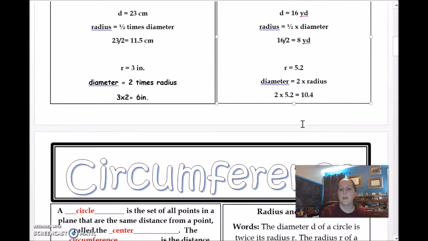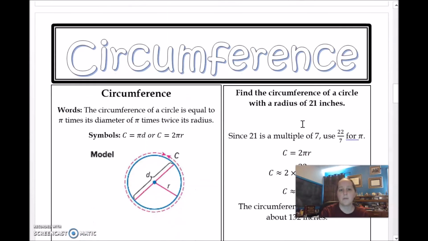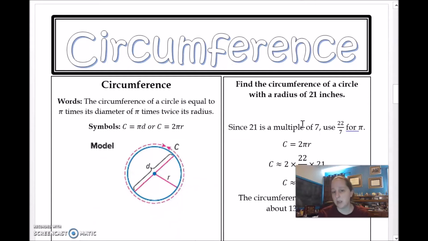All right, the second part of my notes is still dealing with circumference. In words, the circumference of a circle is equal to pi times its diameter or pi times twice its radius. So either I can use pi times d, pi times the diameter, or I can use 2 times pi times the radius. Remember the radius is half the diameter, so that's why we're multiplying it by 2. You can see in this model right here, my circumference is the outside of my circle. Diameter is all the way across going through the center, and the radius is 1 point from the center to the outside of my circle.